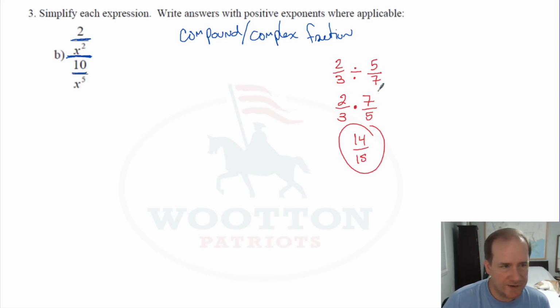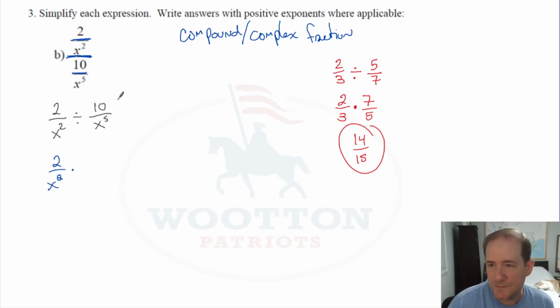So if you remember that idea, and if it made sense, I would attack this in the exact same way, because this compound fraction doesn't mean anything more than the numerator, 2 over x squared, divided by 10 over x to the 5th. So just flip and multiply like you used to do. This will be 2 over x squared times the reciprocal of this, which is x to the 5th over 10. If I'm going to do this problem super slowly, this is obviously 2x to the 5th over 10x squared.